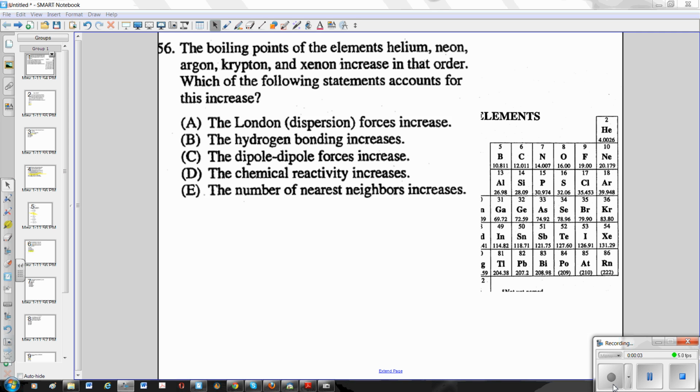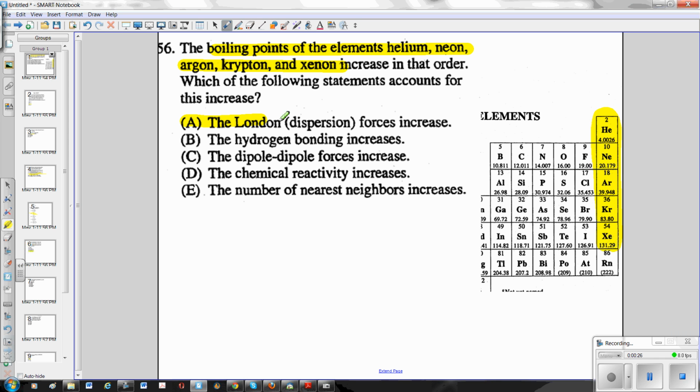Alright, so here we go. Another set of questions. They ask you the boiling points of the elements helium, neon, argon, krypton, xenon. Here you go, right there in the periodic table, the noble gases. Remember when we studied IMF, noble gases only have London forces. That's all they have, because they don't bond to each other, so it's just like argon, neon, helium.